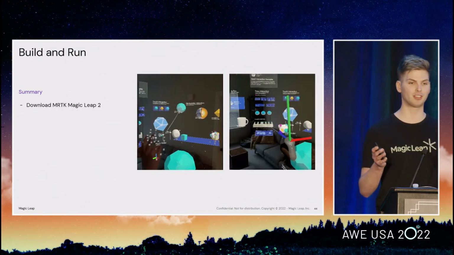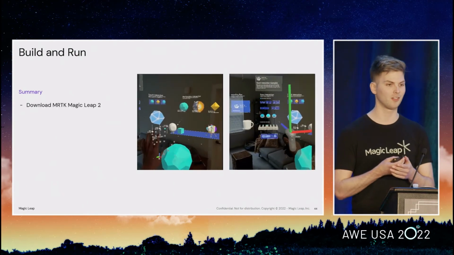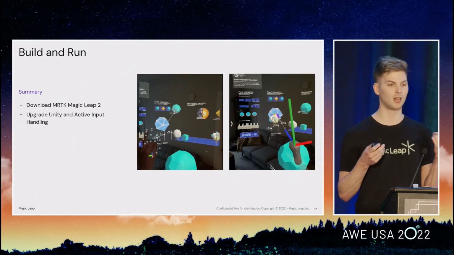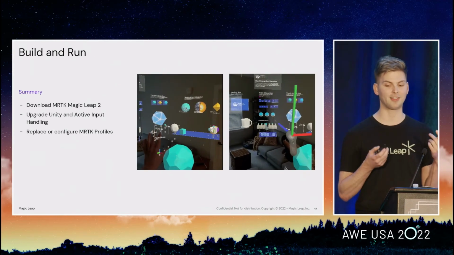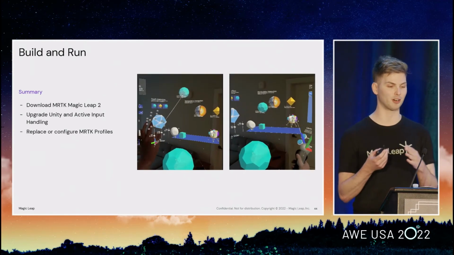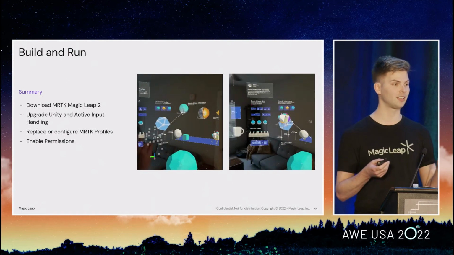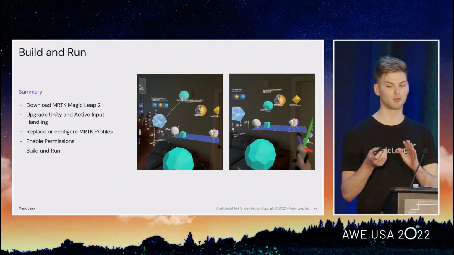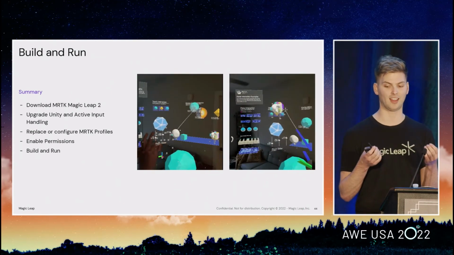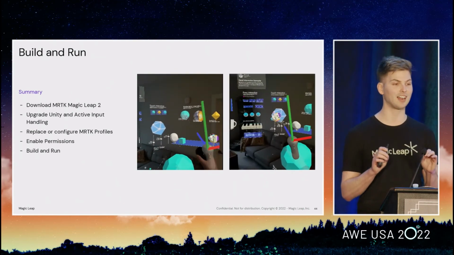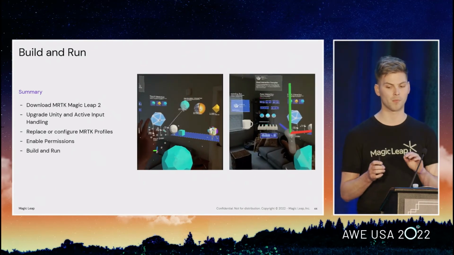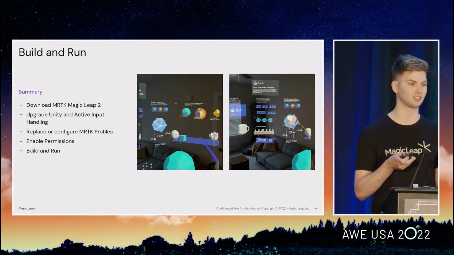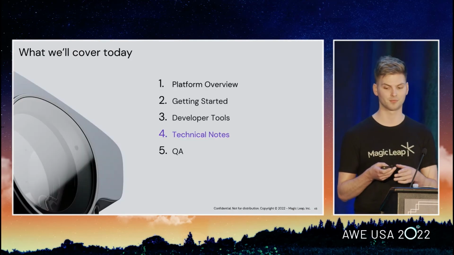So if you have an application and you want to deploy it to the Magic Leap 2, you'll download the MRTK Magic Leap package from the package manager, upgrade your input handling, and then replace or reconfigure your MRTK profiles. Finally, enable the correct permissions, and then build and run. In this example, you can see that I've been able to port the Microsoft's hand interaction demo to the Magic Leap 2. And this example is also available in the Magic Leap MRTK package.